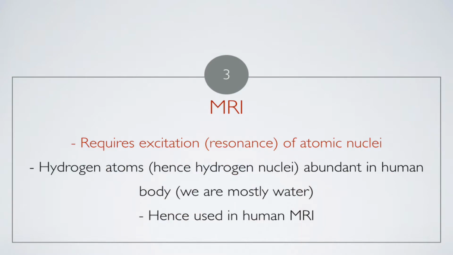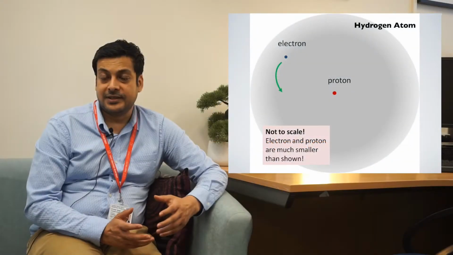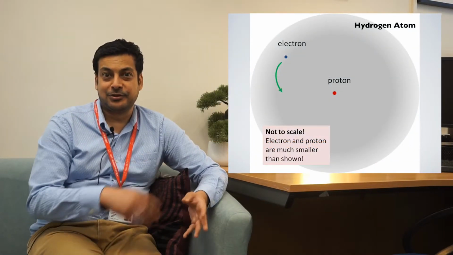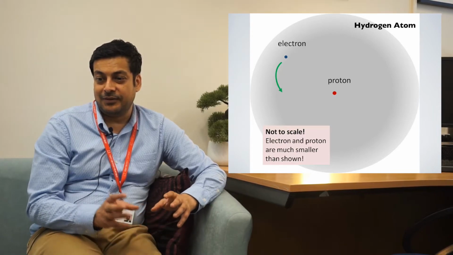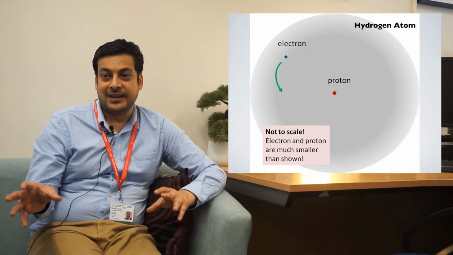MRI requires excitation, sometimes called resonance, of atomic nuclei. In the human body, because we're mostly water, the most abundant nuclei are hydrogen nuclei, because the most abundant atom is probably hydrogen. So for human MRI, we use hydrogen nuclei. If we look at a hydrogen atom, the nucleus is just a proton with the electrons spinning around it.